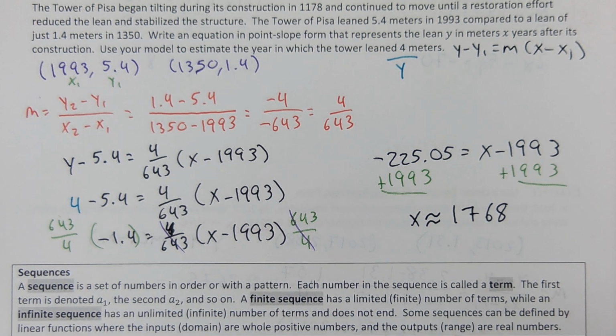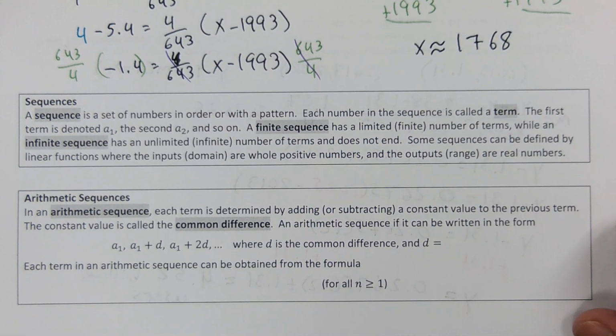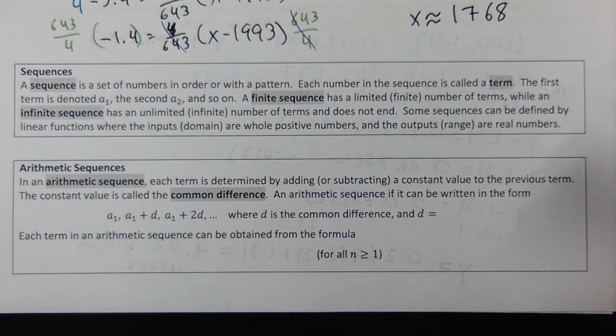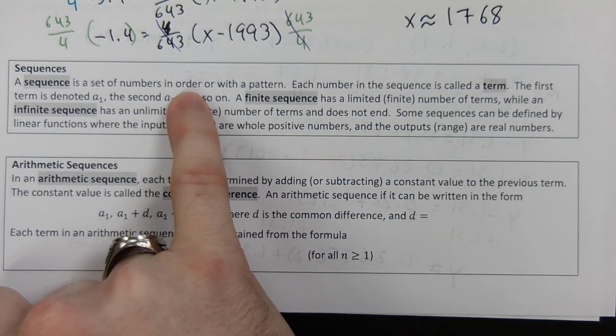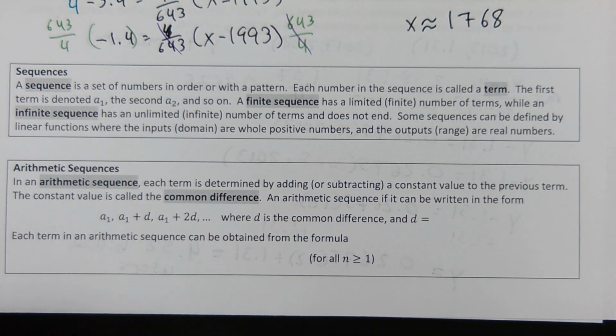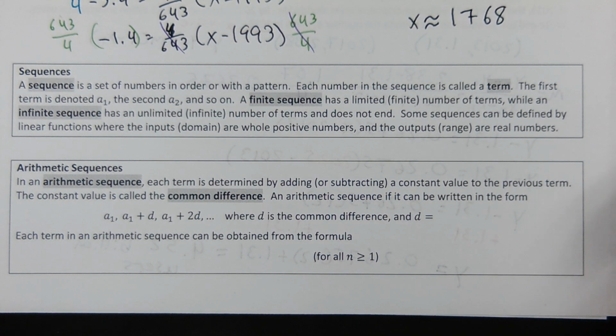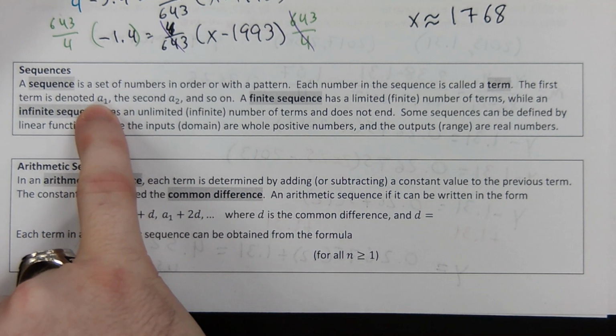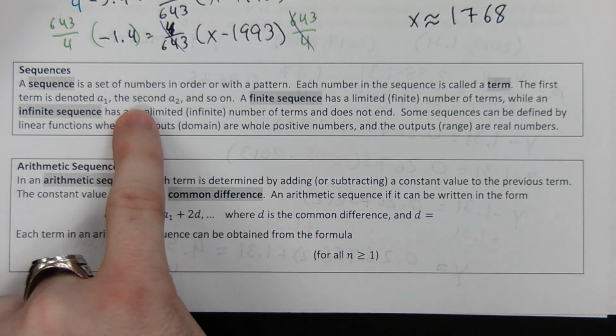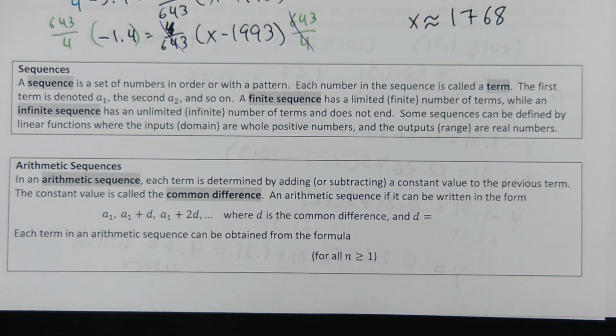In this same section, our textbook authors have decided to include sequences. There's a reason why, which we'll get to in just a second. So what is a sequence? A sequence is a set of numbers in order or numbers that follow a pattern, which means they're probably still going to be in order, but they're going to follow a pattern. Every number in the sequence is called a term of the sequence. The first term is denoted by a sub 1, often just said A1. The second term is a sub 2. The third term is a sub 3, and so on and so forth.